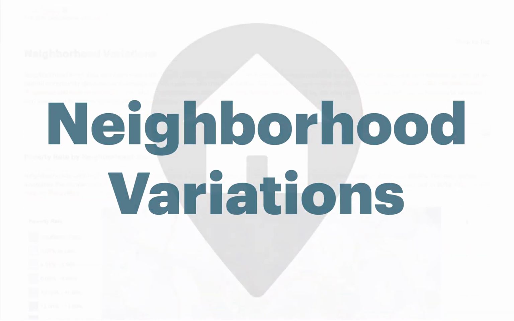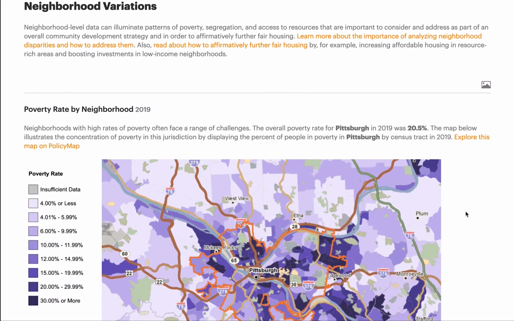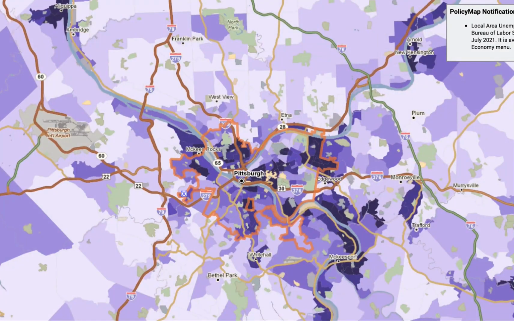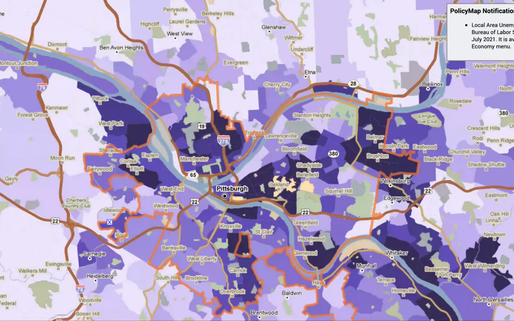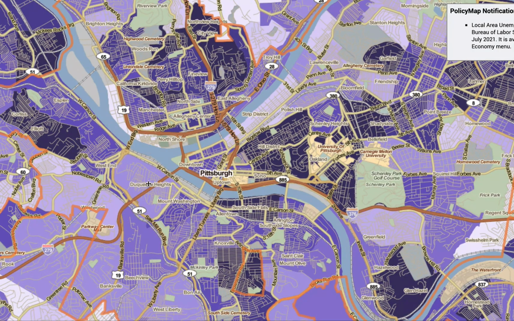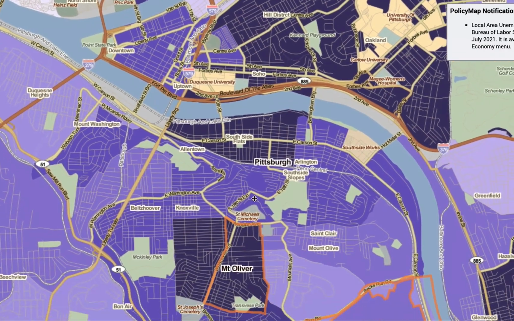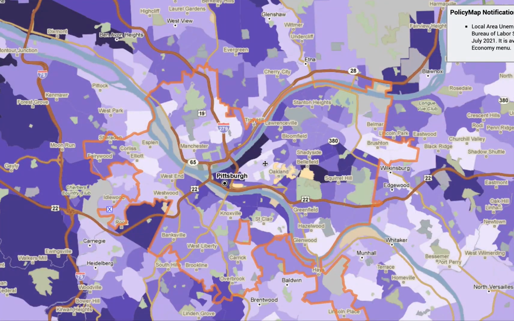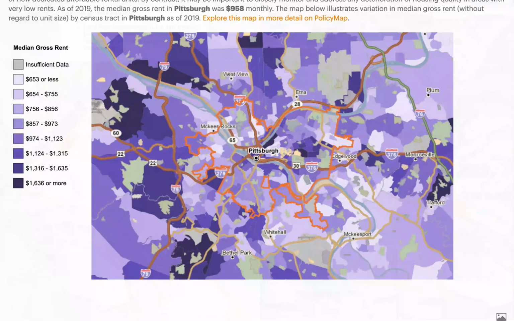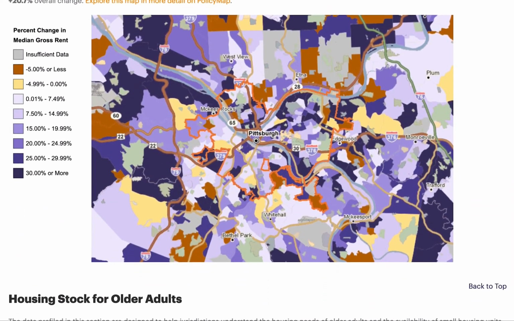Neighborhood variations. While so far we have focused on comparing city-level data to metro, state, and national trends, neighborhood-level data can illuminate patterns of poverty, segregation, and access to resources that are important to consider and address as part of an overall community development strategy and in order to affirmatively further fair housing. Utilizing a variety of maps created by and available on PolicyMap, the seventh Neighborhood Variations section of the report includes interactive maps that can help you answer key questions.